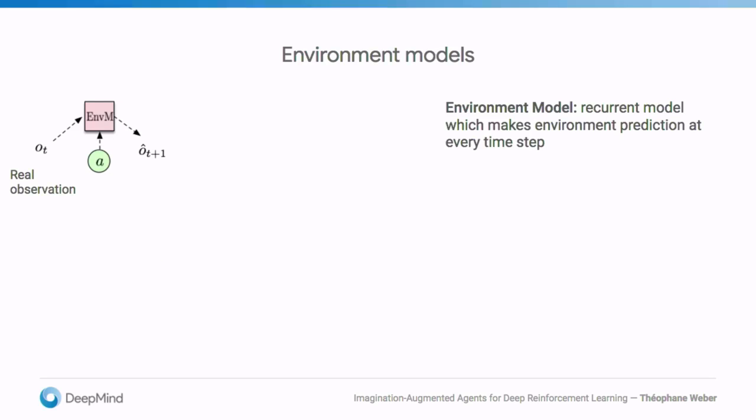Okay, so I'm going to start with some notation. An environment model at a high level will be any recurrent model which makes predictions related to the environment at every time step. And these predictions can be kind of anything you want, so I don't restrict what you want to do here. It could be GANs, it could be probabilistic models, it could be value functions. For this work, we have sequence models which predict both the sensory observation and the reward.